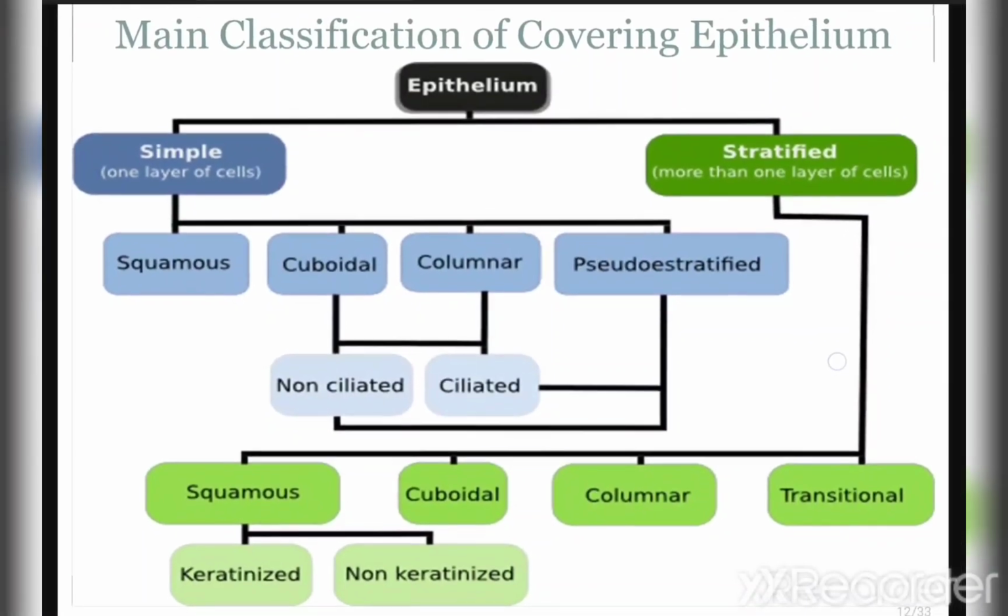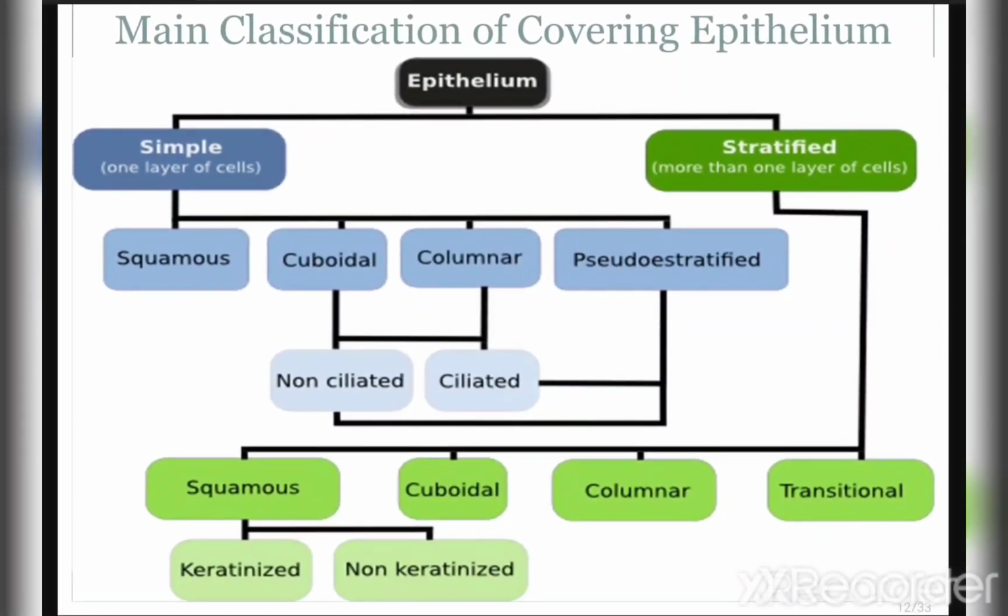We have epithelium, the covering one I mean, two types, simple and stratified, or simple or compound. The simple is either squamous, cuboidal, columnar, and we have one extra type which is called pseudo-stratified. It is a private entity.